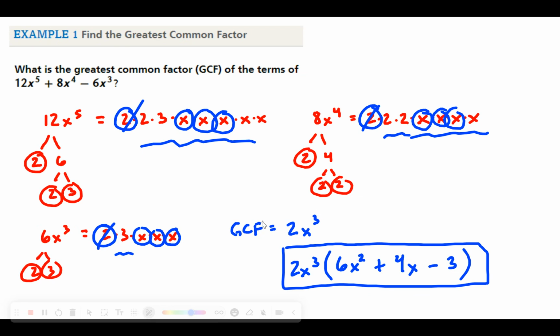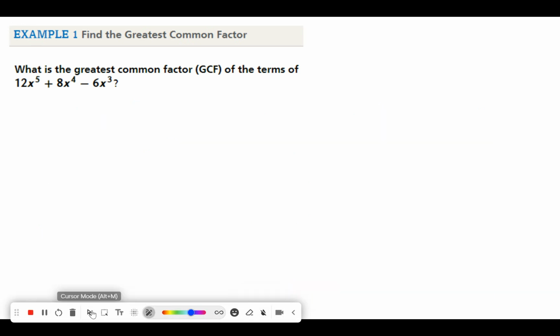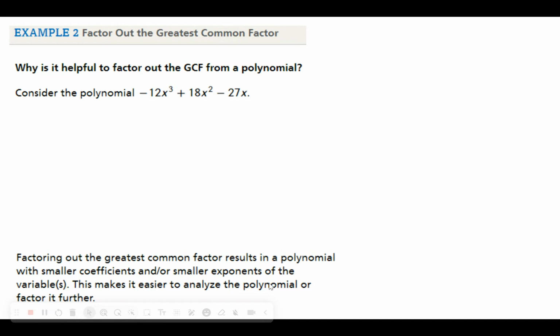Okay, so let's take a look at another example here. It says, why is it helpful? We're not going to worry about that. We're just going to try to factor out the GCF. Okay, so let's identify the GCF. How are we going to do this?